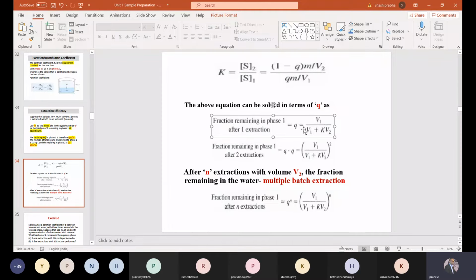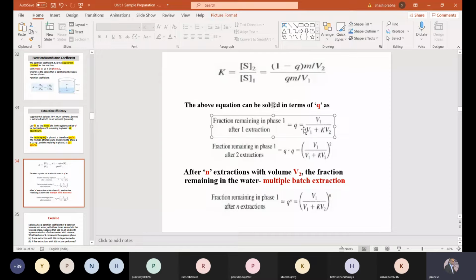Now, if we do multiple extractions, this is known as one extraction. If you want to do a second extraction, you keep that same original aqueous phase and add fresh organic phase. And then repeat the same process for the same time duration. This gives us the second extraction.